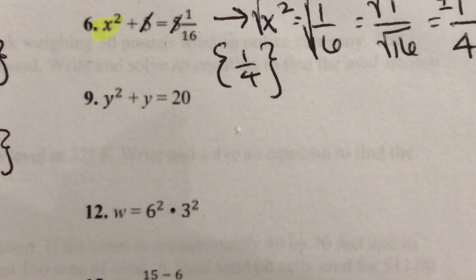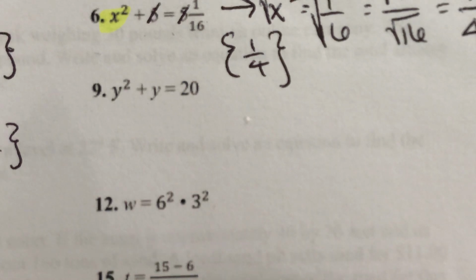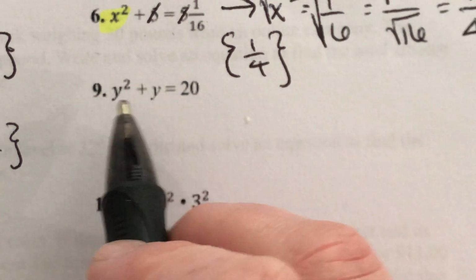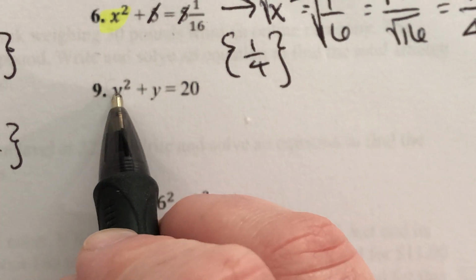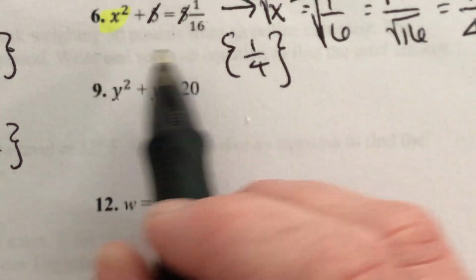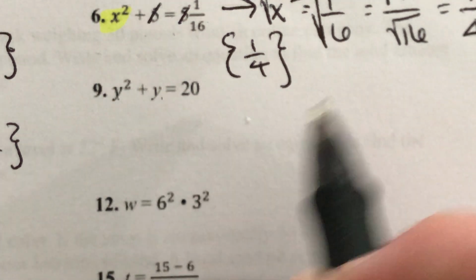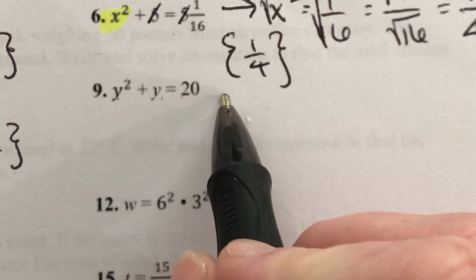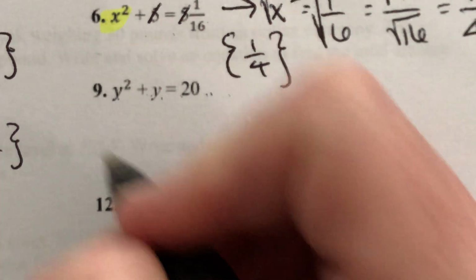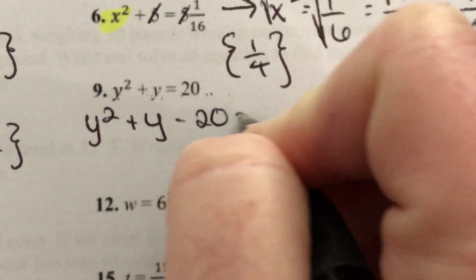And the number 9. Okay, so this one's a little more complicated just because it's a quadratic, so we have to solve it, and it uses a little more space than I give myself. So when you have a variable squared, a variable to the first power, and a plain number, that's in quadratic form. So we want to get everything on one side of the equal sign and a 0 on the other side. So I'm going to subtract 20 from both sides of my equal sign, and I get y squared, sorry, my dog's barking, plus y minus 20 equals 0.